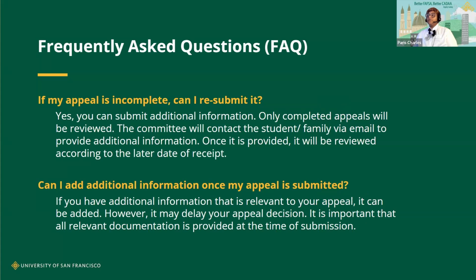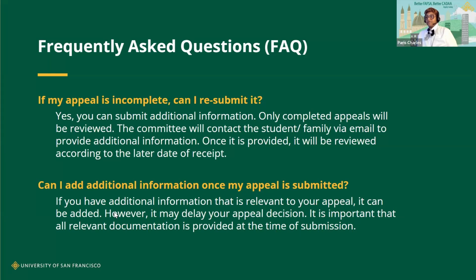So if you do submit an appeal and it is incomplete, but additional documentation is needed, we'll reach out to you and let you know that, and then you will be able to resubmit the missing documentation. At that point in time, once we receive a complete appeal with all the documents that we need, then your review will continue.